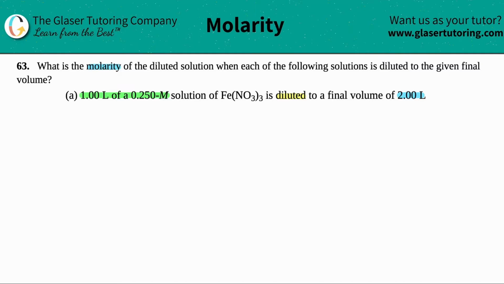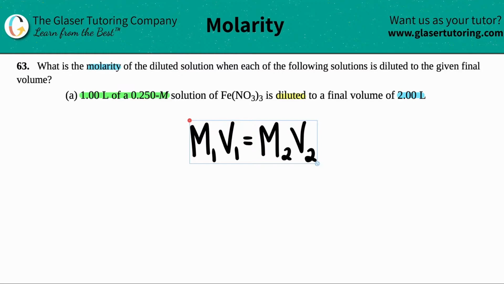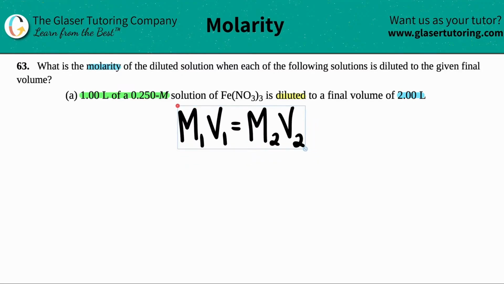So the formula for dilutions is this. It's just M1V1 equals M2V2. We just have to pick the pairs. We just need to find out the molarity and the volume that correspond with one another, and then the other pair as well. It's pretty easy to pick out though.